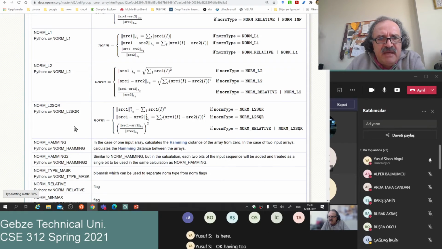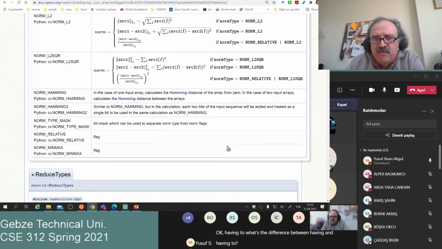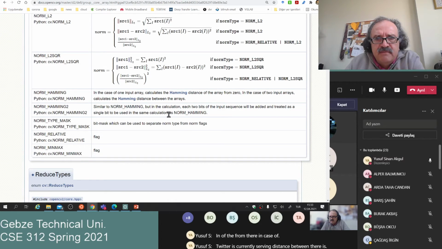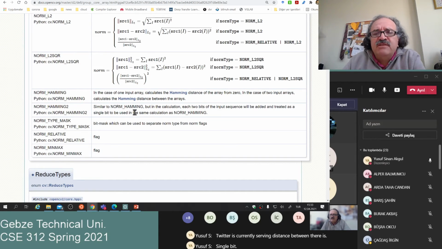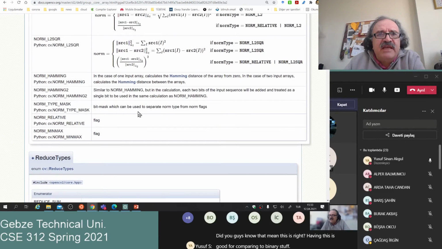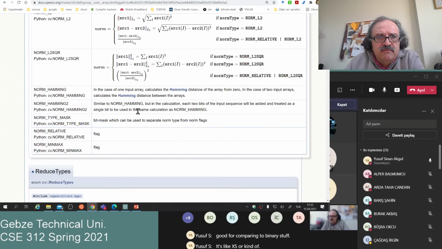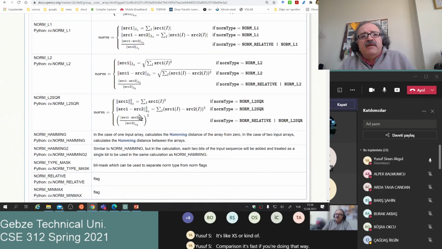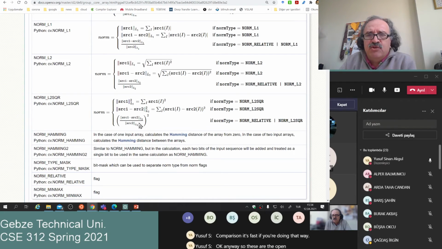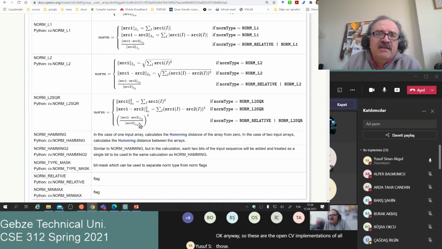What is the difference between Hamming and Hamming 2? In case of two input arrays, calculate Hamming distance between the arrays. Okay, you guys know the Hamming distance, right? Hamming distance is good for comparing two binary strings. It's like an XOR kind of comparison. It's fast if you are doing it that way. Okay, anyway, so these are the OpenCV implementations of all those feature detectors and descriptors.